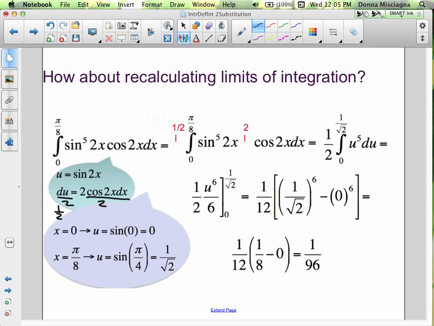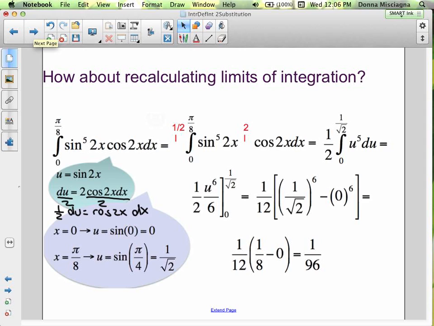So, and that's just a constant coefficient, doesn't matter. 1/2 du equals cosine 2x dx. So the 1/2 du is going to replace cosine 2x dx. The u is going to replace the sine 2x, so we're just going to have 1/2 u to the 5th, which is over there. They write it kind of weird here. So it's 1/2 u to the 5th du.